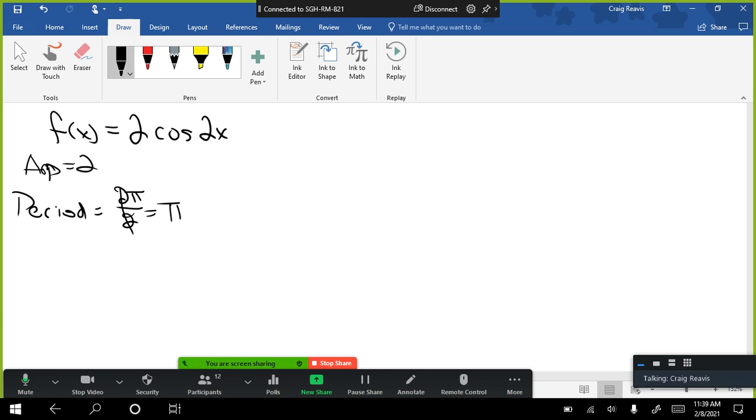So does everybody see the period? This is the first thing you're going to be asked to do through the first several questions of your assignment: list the amplitude and the period. Pretty simple. All right. So I've got my graph. I've got my first tick mark, my second, my third, my fourth, and my fifth.